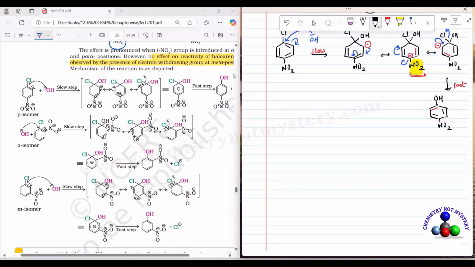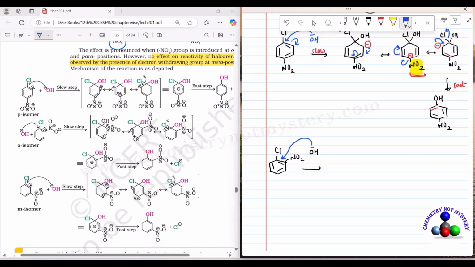Now let's see when electron withdrawing group is present at ortho position. So let's draw the structure when the nitro group is present at ortho position. Again, I am drawing the benzene ring. Here chlorine is bonded, and here nitro group is bonded. When it reacts with OH negative ion, this OH negative ion will get attached to the carbon to which chlorine was bonded.